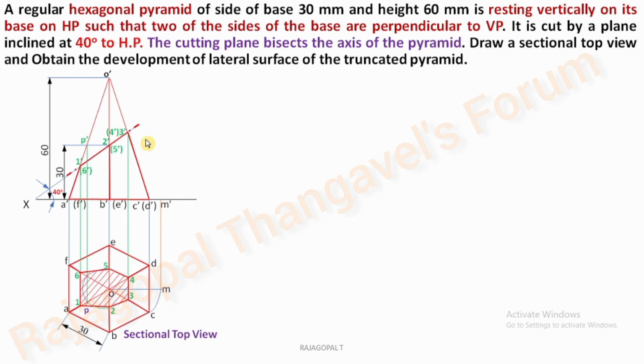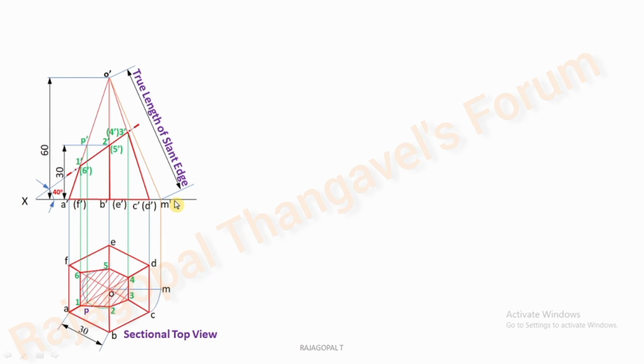Now you can join M dash and O dash. This is the true length of a slant edge. Radial line development. First we have to take any point according to a space on the sheet. Take up any point, make it as O. From that particular point, we have to use this true length of slant edge as radius.